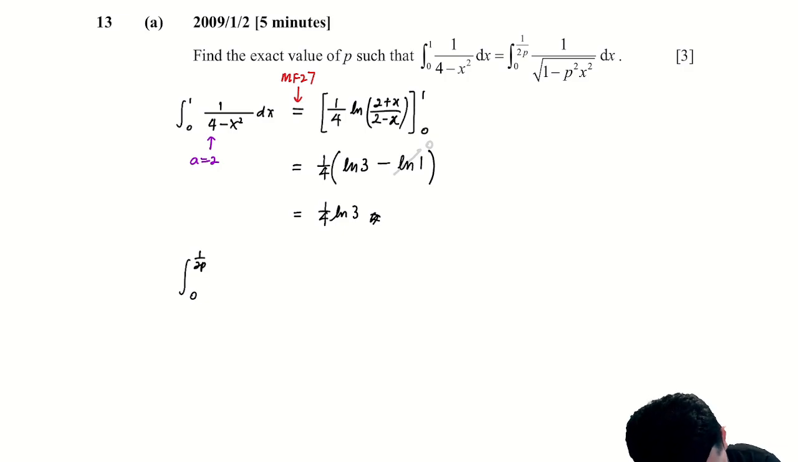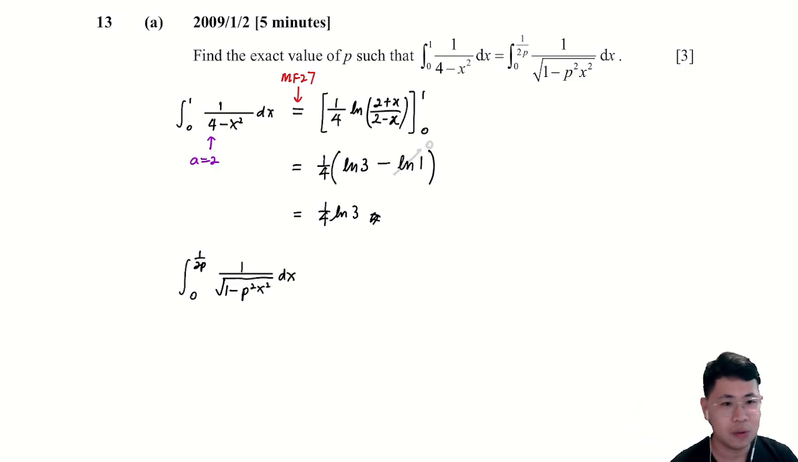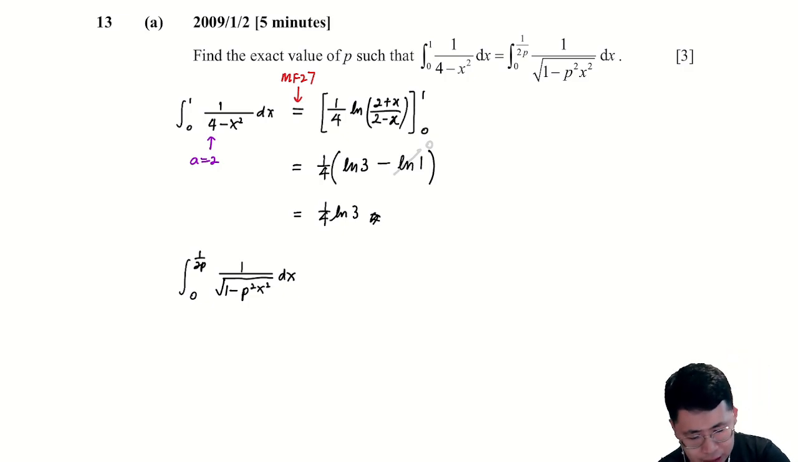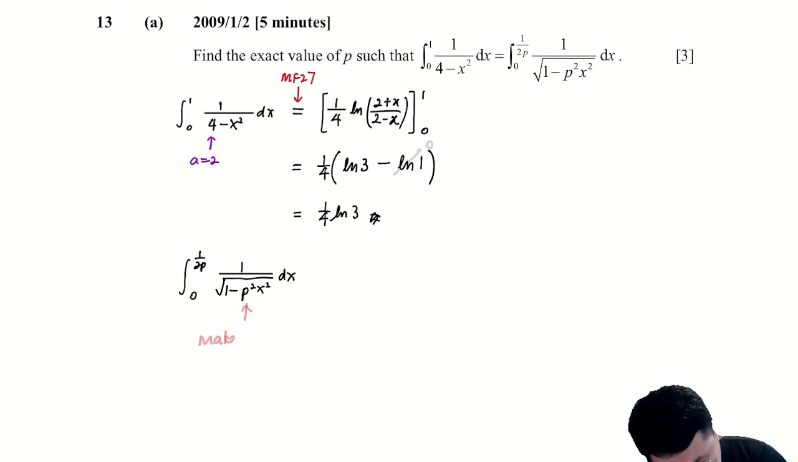Now because we want to also fit the formula for the MF27. Because when this is a square root, obviously this would need the tangent, no, sorry, this would need the sine inverse for us to integrate. But before we integrate, we need to take note. We need to make the coefficient of x square equal to 1.